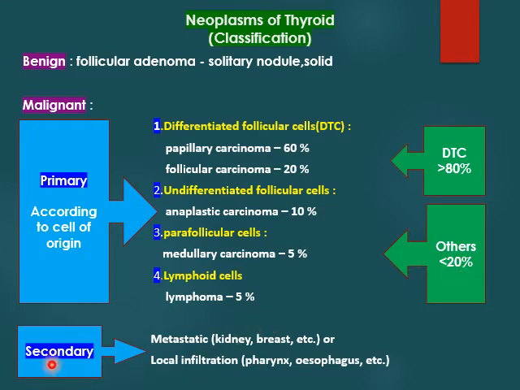The secondary malignant tumors are metastatic from other sites, especially the kidney and the breast, which are rare. But more important is local infiltration from the pharynx and esophagus. Okay, tumors from the pharynx and esophagus infiltrating into the thyroid gland.